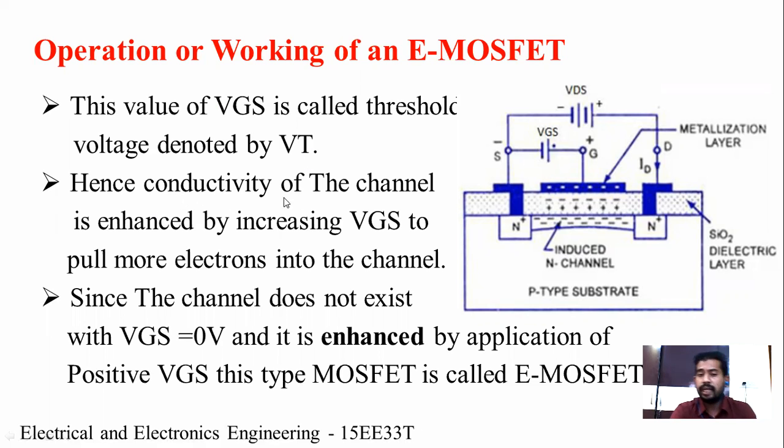Hence, the conductivity of the channel is enhanced by increasing VGS to pull more electrons into the channel. If you want to increase the conductivity of the channel, you enhance it by increasing VGS to pull more electrons into the channel.